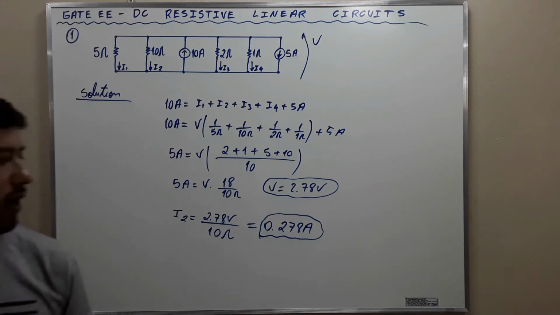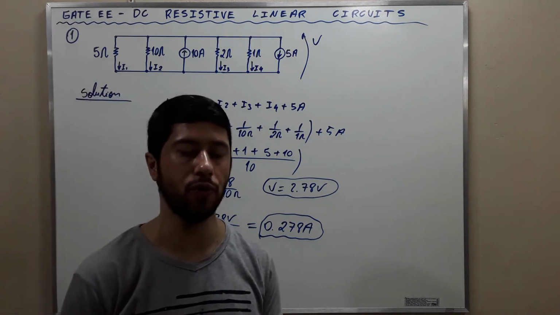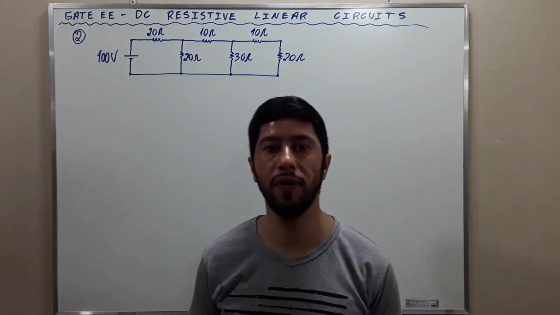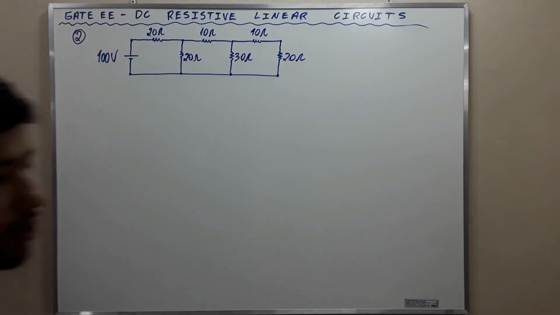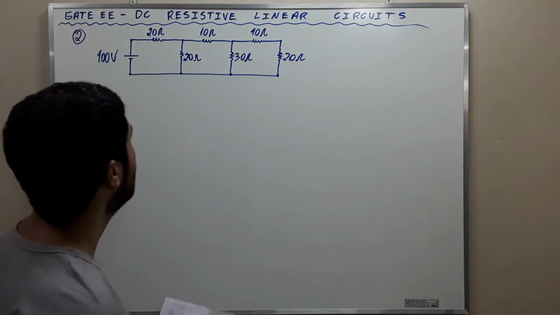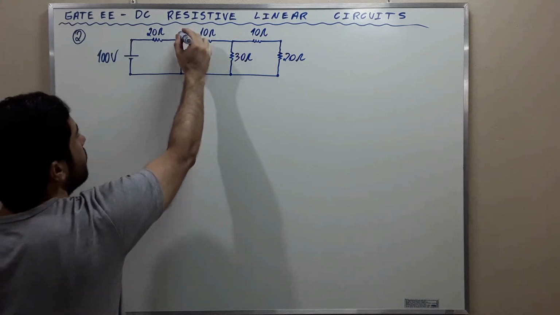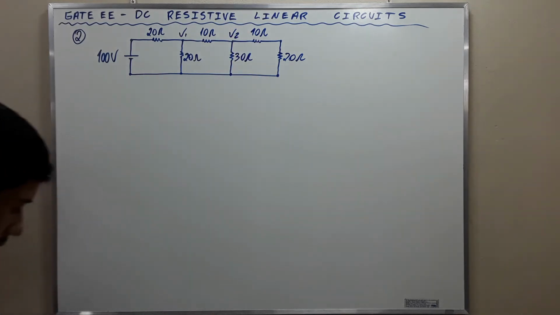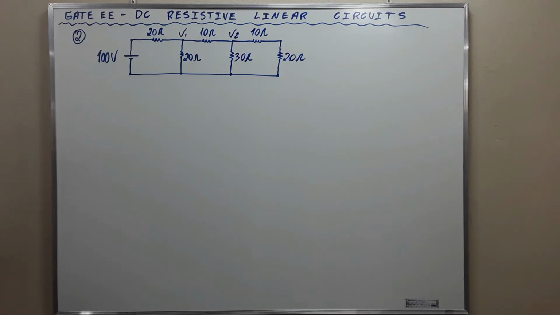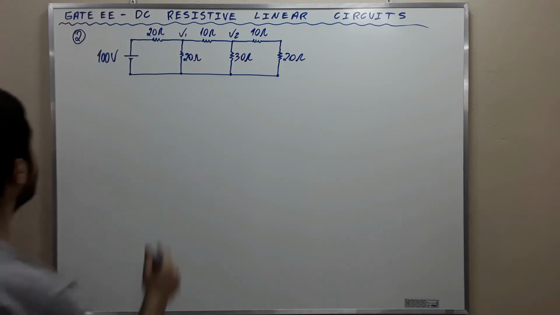Okay, my friends, let's go now to exercise number two. Find the voltage across the resistor of 30 ohms for the circuit of the figure. To solve this exercise, I'm going to call here V1 and here V2. And if we apply KCL at node 1 and node 2, we get the solution.